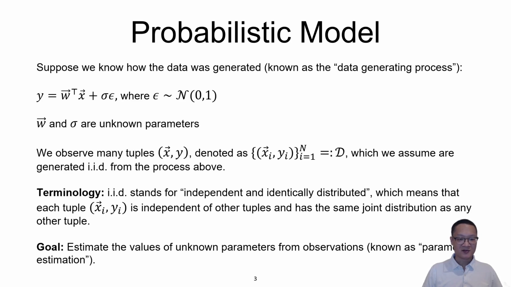Okay, so now that we have our model, we're going to observe some data points. The data points come as pairs or tuples of x and y. Of course, with many data points, we're going to denote them as x_i, y_i for the i-th data point. And then we have data points 1 up to big N. This set of data points, we're going to denote using script D.